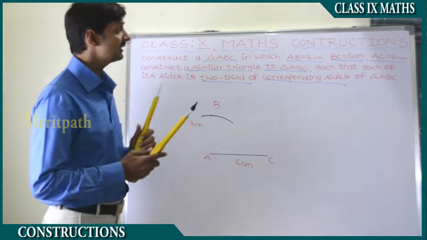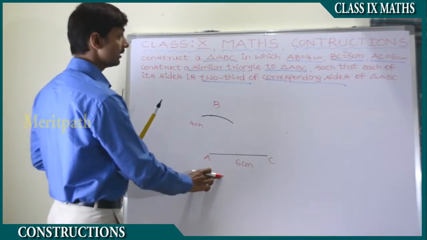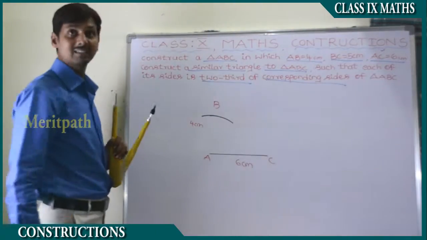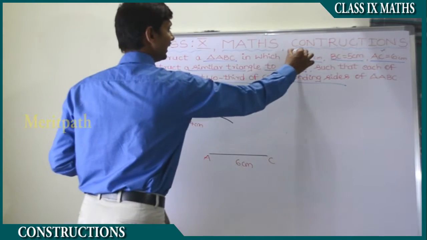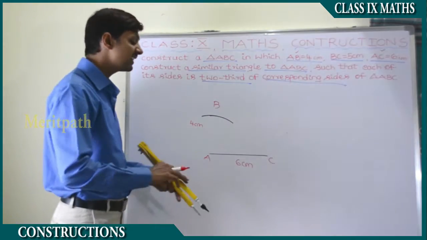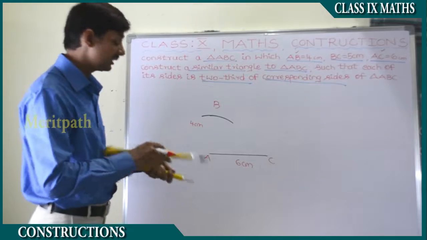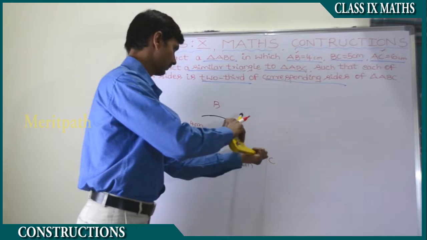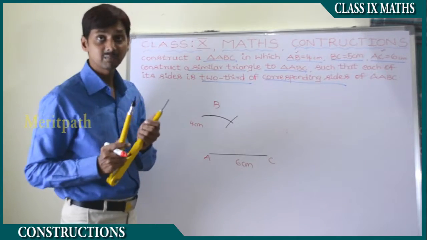And then using C. AC we have completed, that is 6 centimeters, and for AB, 4 centimeters radius we have taken. Now BC is left with 5 centimeters. So let's take 5 centimeters radius on the compass. Let's see, this is 5 centimeters. Using the 5 centimeters radius on the compass, make an arc.